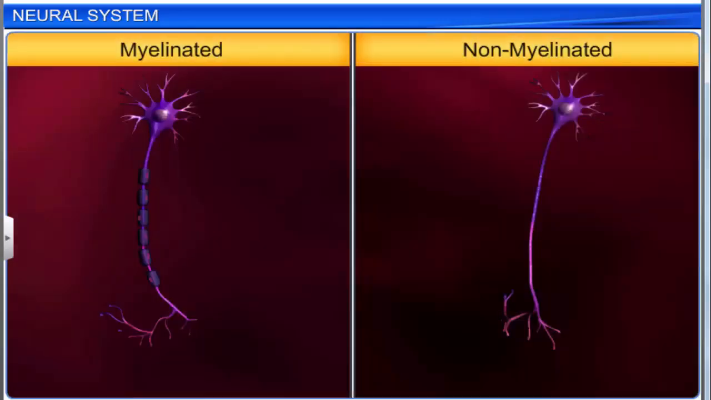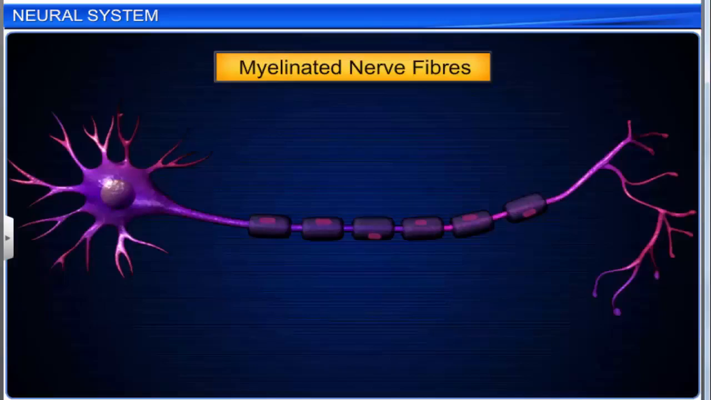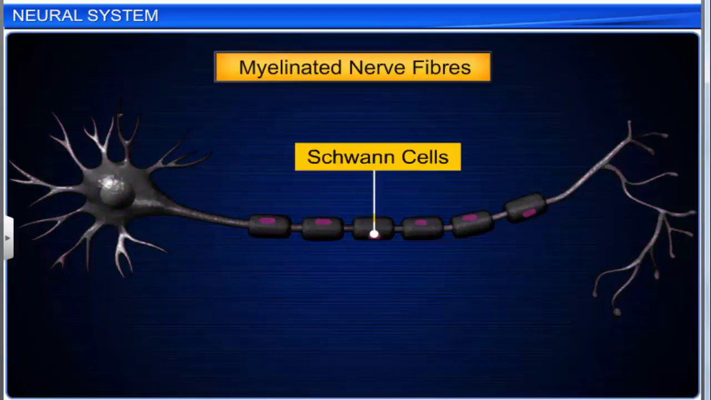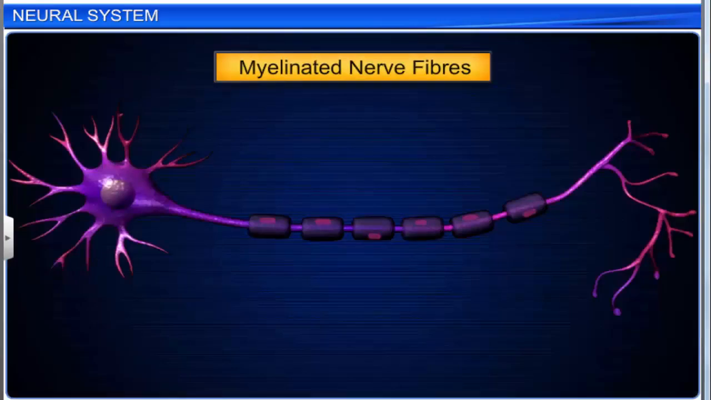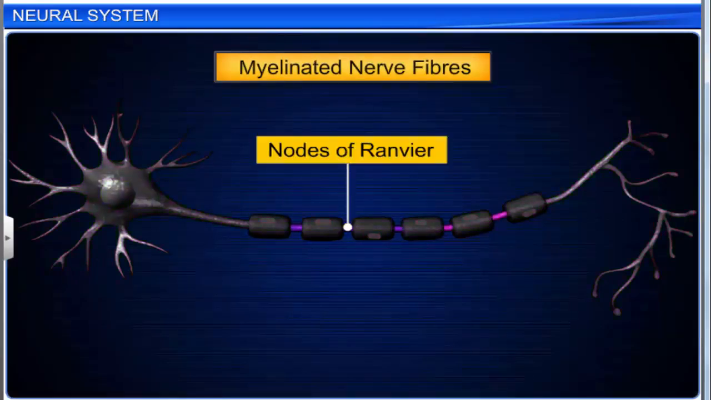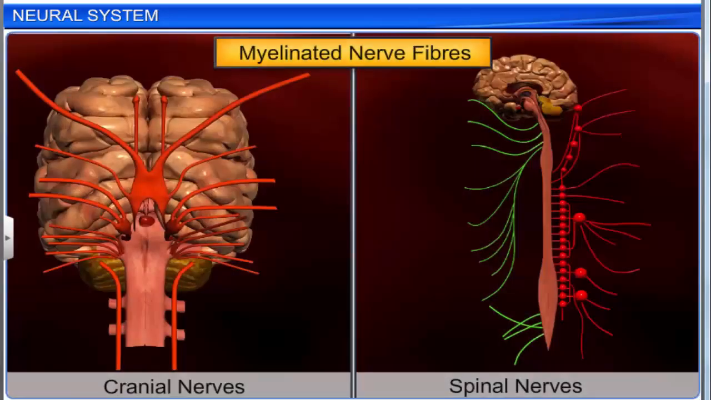Axons are of two types, myelinated and non-myelinated. Myelinated nerve fibers are enclosed by Schwann cells, which form a myelin sheath around the axon. The gaps between two adjacent myelin sheaths are called the nodes of Ranvier. These fibers are found in cranial and spinal nerves.